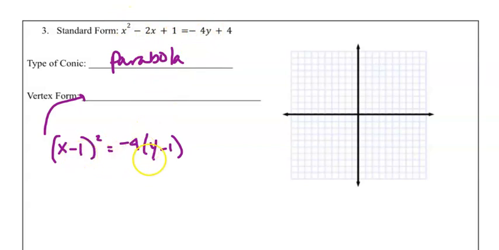So this guy, when I graph it, will have a center or a vertex of 1, 1. My negative 4 equals 4p, so p is negative 1. My focus is here. My latus rectum will be 4 across, so I go left 2 and right 2. I can open up my parabola facing down because of the negative sign in front of the y, and my directrix will be right here at y equals 2.